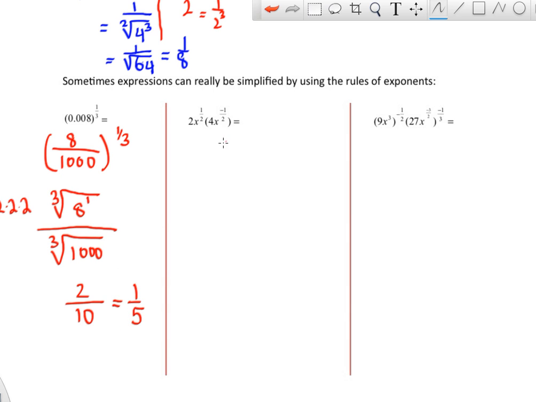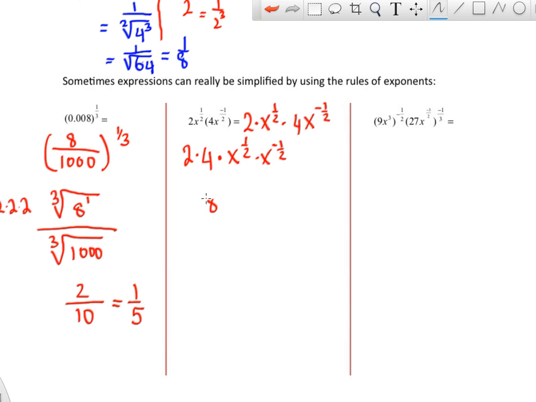But what if you have a mess like this? Well, keep in mind, this just says you're multiplying a bunch of stuff, right? And multiplying can be done in any order. So the first thing that I would do is I would rewrite this so that I'd have all the numbers first. So this actually just says 2 times 4 times x to the power of a half times x to the power of a negative a half.